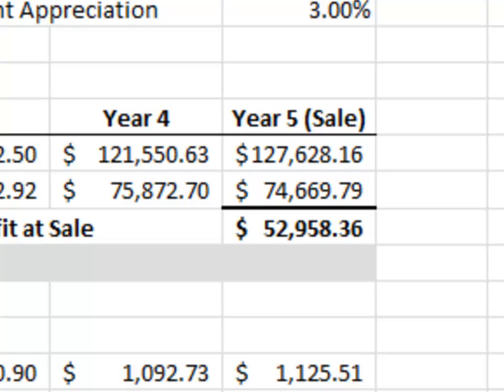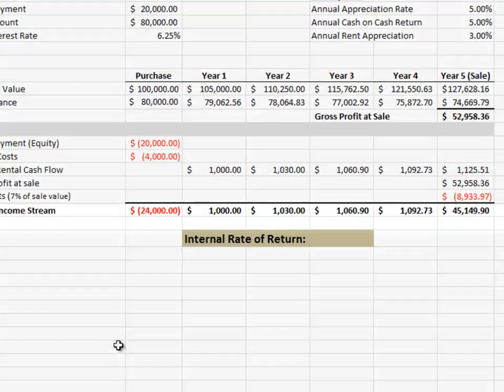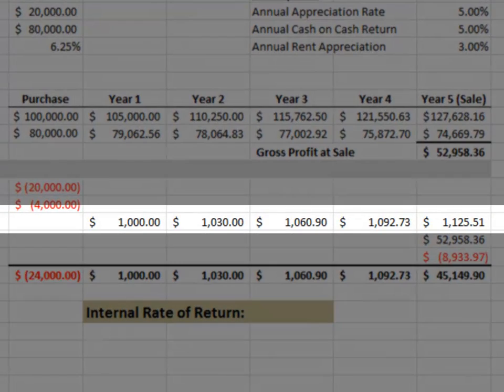In order to calculate our internal rate of return, we need to construct our income stream for the investment. Our initial outflows consist of our down payment on the property and the costs required to close a transaction and acquire a loan. Combined, we are paying $24,000 in order to obtain this investment property. Our annual positive cash flow on this property is 5% of our down payment amount, or $1,000 in year 1. This cash flow stream increases annually owing to our rent appreciation factor of 3%.